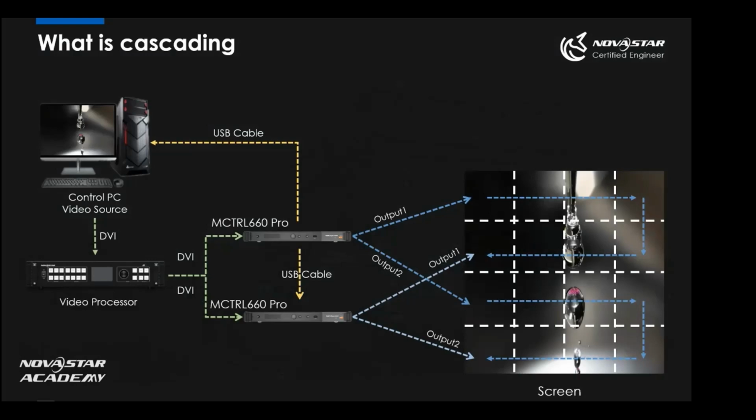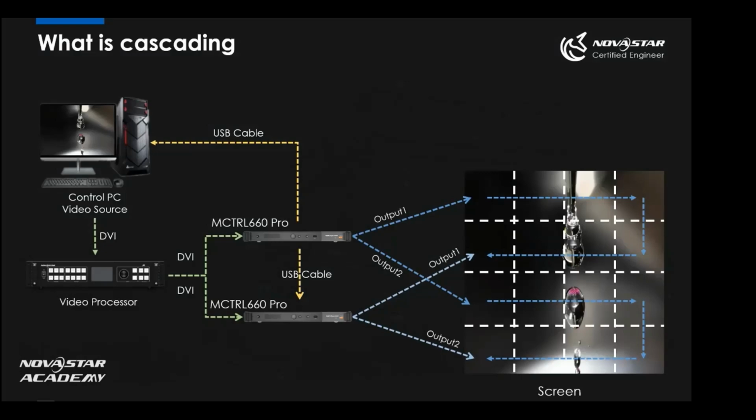Let's say this is a basic structure of the LED control system. We can say there is a control PC. It provides the video source to the video processor, and the video processor will give the signal to the sending card. And finally, the sending card will give the signal by Ethernet cable, and the LED screen will show the image.